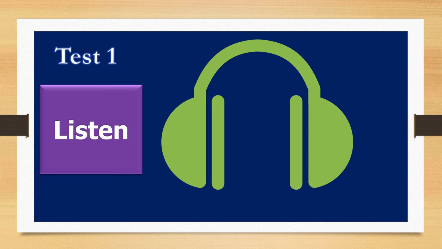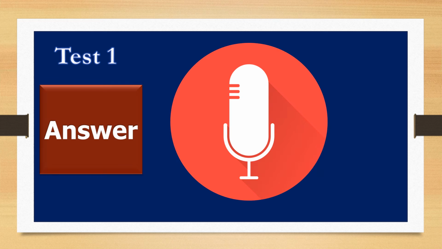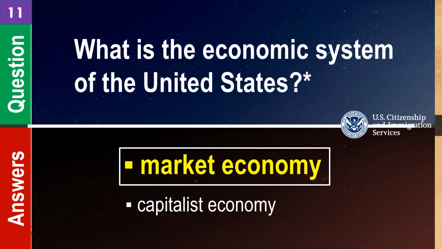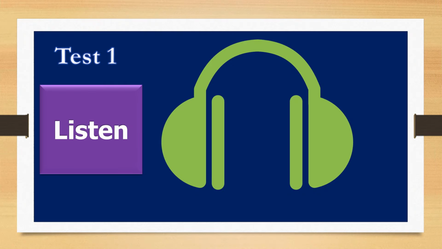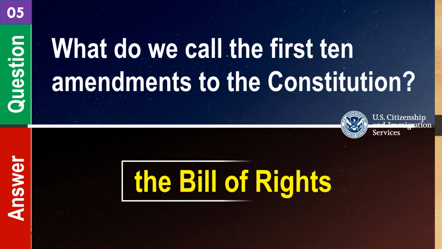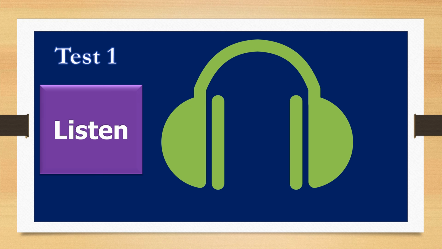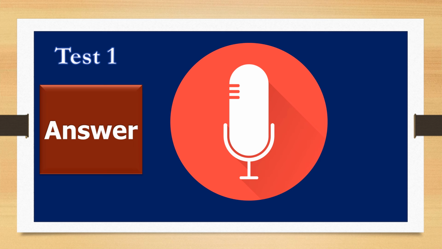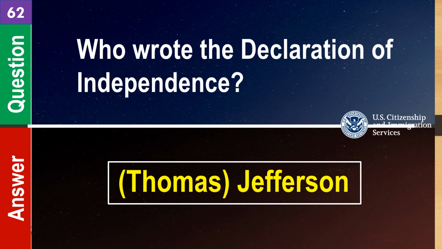What is the economic system of the United States? Market economy. What do we call the first 10 amendments to the Constitution? The Bill of Rights. Who wrote the Declaration of Independence? Thomas Jefferson.